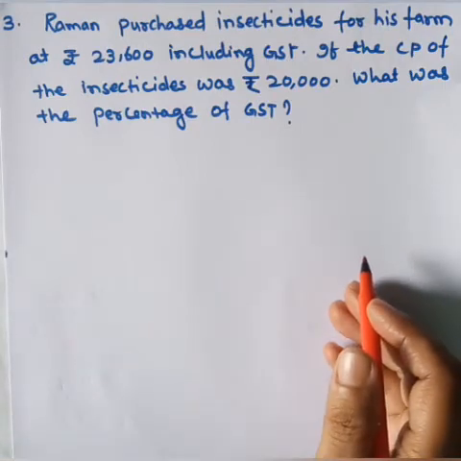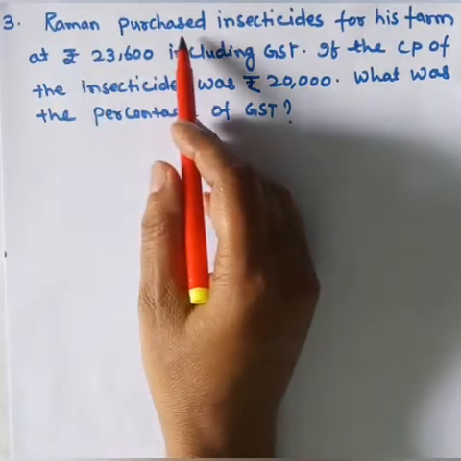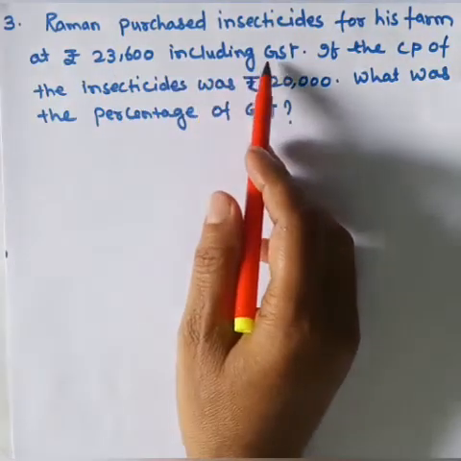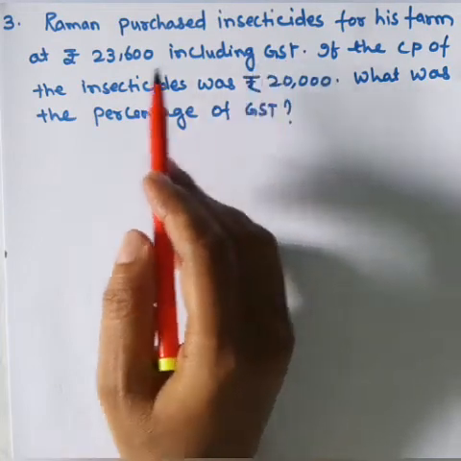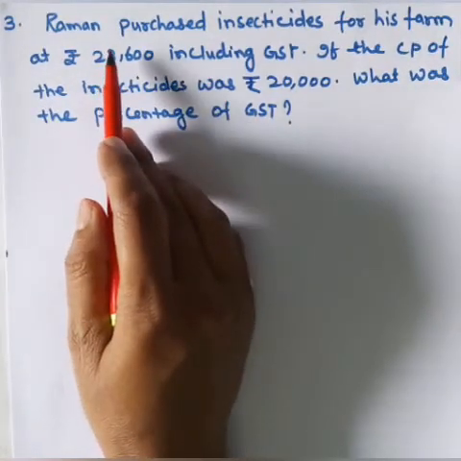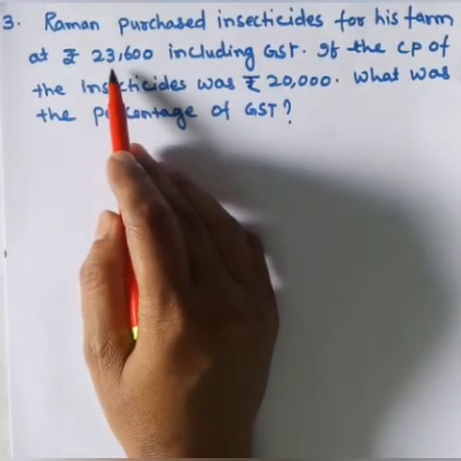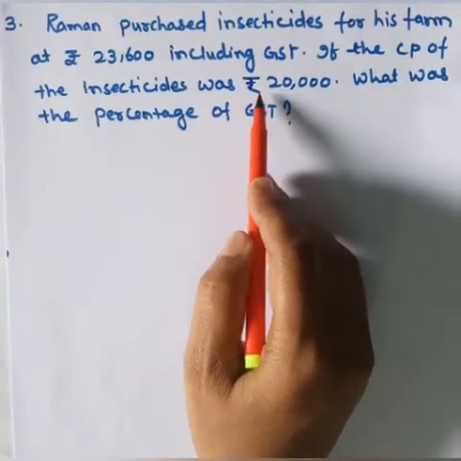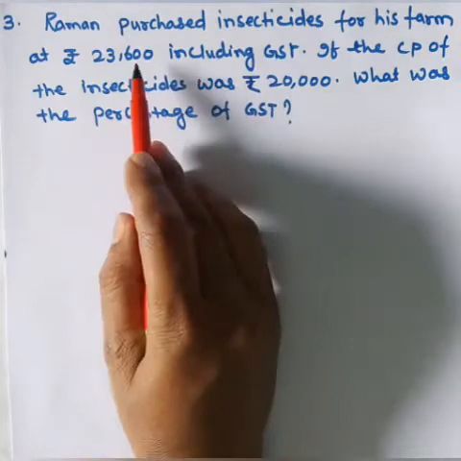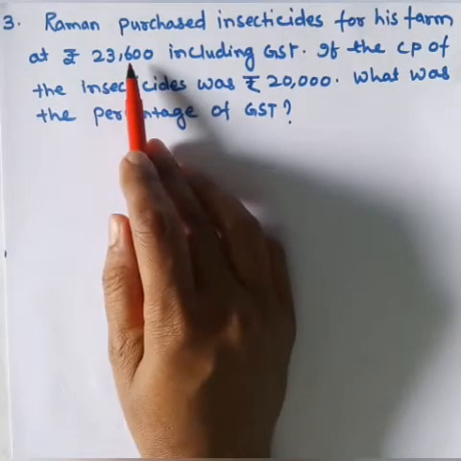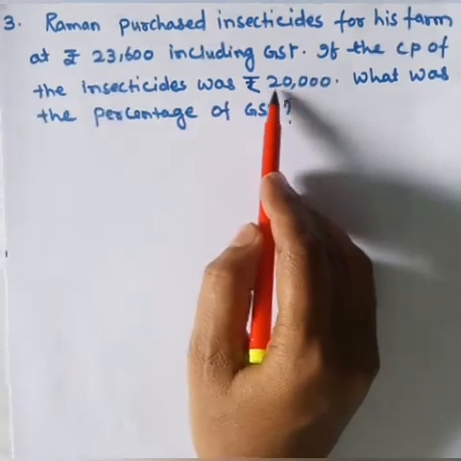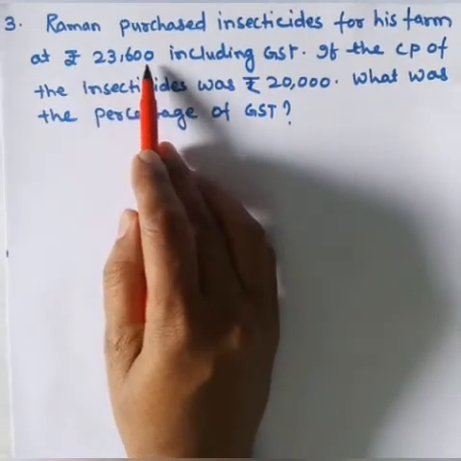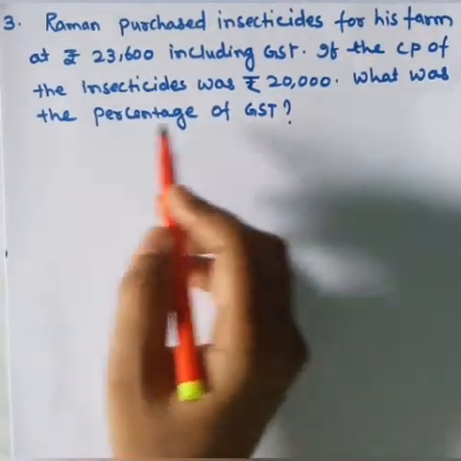Yes children, now let us see the third question. Raman purchased insecticides for his farm at rupees 23,600 including GST. Now see here, this is the amount paid by Raman to the shopkeeper including GST. Okay, if the CP of the insecticide was rupees 20,000, that means the price was 20,000 and the rest of the price, that is the extra amount paid, was GST. That means 20,000 was the price and he has paid 23,600. That means the difference was the GST. What was the percentage of GST?